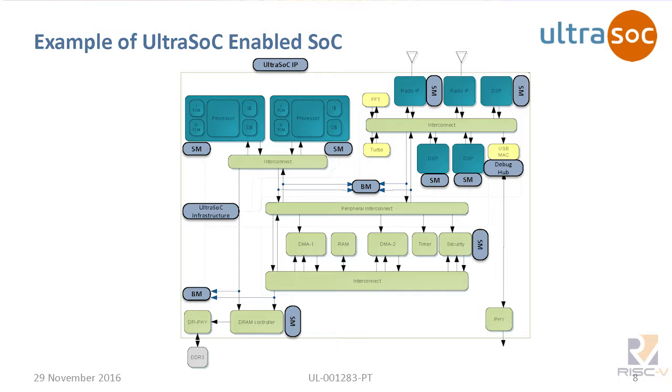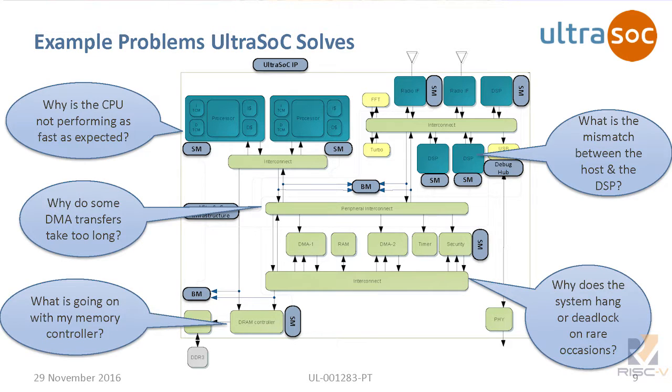So if I have such a system, we can ask questions like this and provide answers for them. For example, what's happening in my CPU to prevent the performance I'm supposed to be getting? Why do some DMAs take so long? What's the mismatch between the DSPs and the host software? And why do my systems sometimes deadlock?